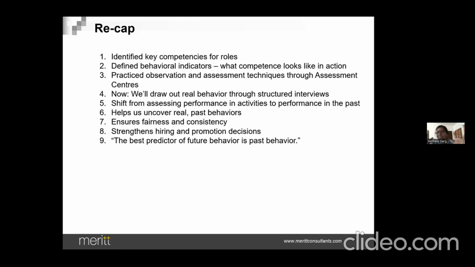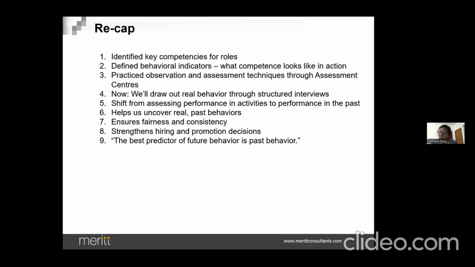Am I right or wrong? True. Behavior gives you the evidence. Just by saying Soumya is a result-oriented person, that's a competency. But what is the evidence I have to say that she is a result-oriented person? It is her behavior, right?